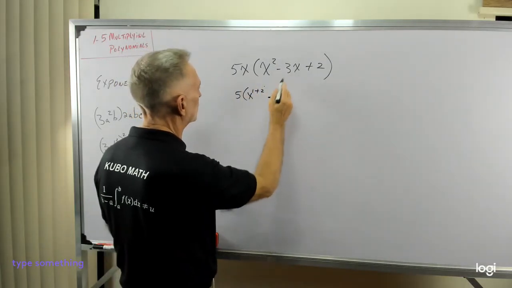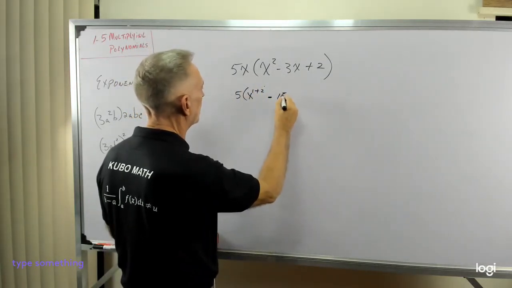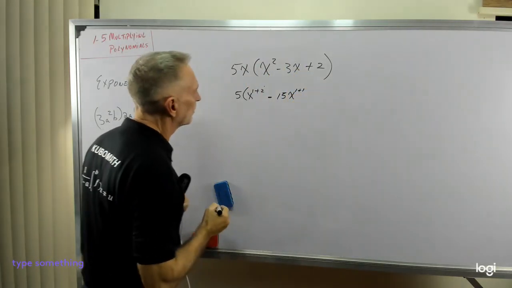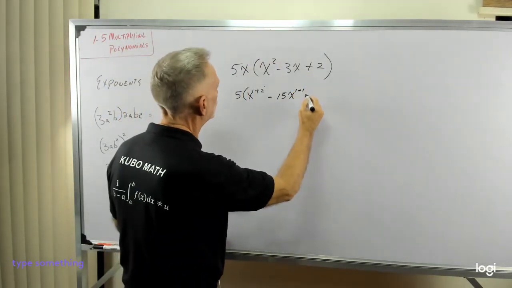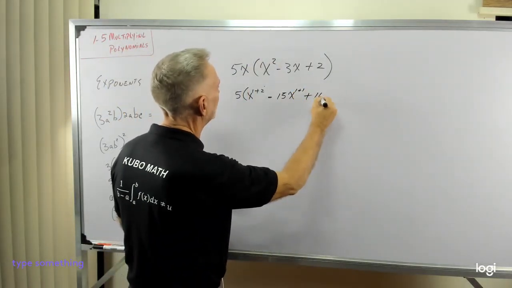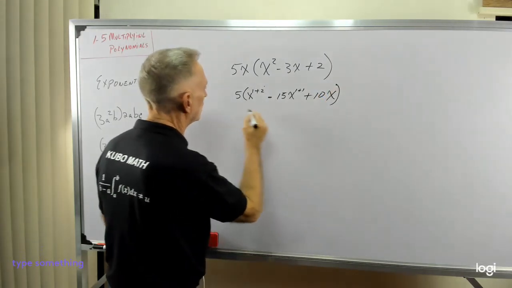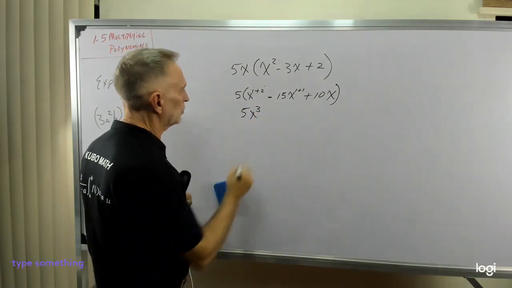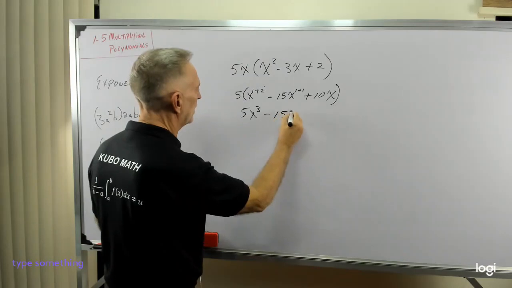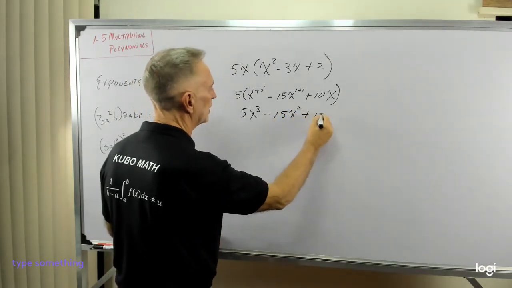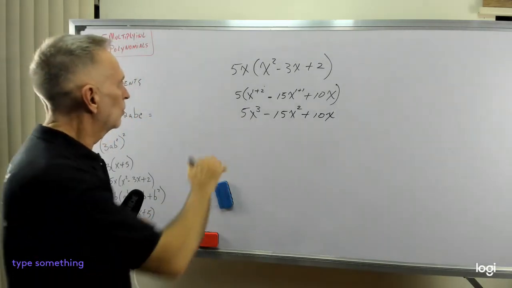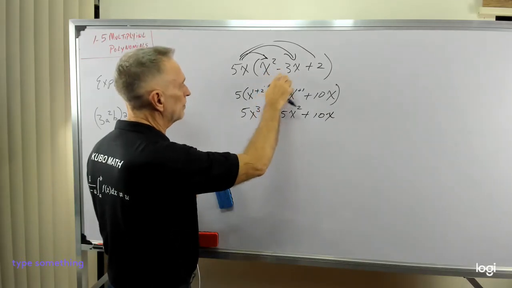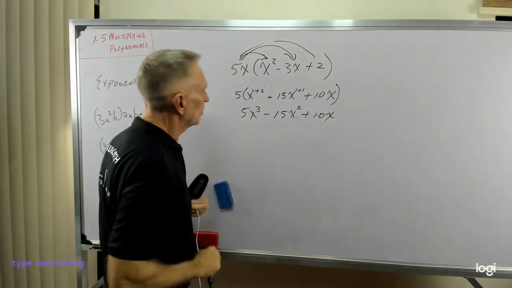minus 5x times 3x, which is 15 times x to the first power plus to the first power. 5x times 2, so plus 10x. So 5x, 1 plus 2 is 3, so 5x to the third power minus 15x to the second power plus 10x. So we've distributed the 5 onto every term, and you'll notice we kept the positives and the negatives, so you have to be careful of that.